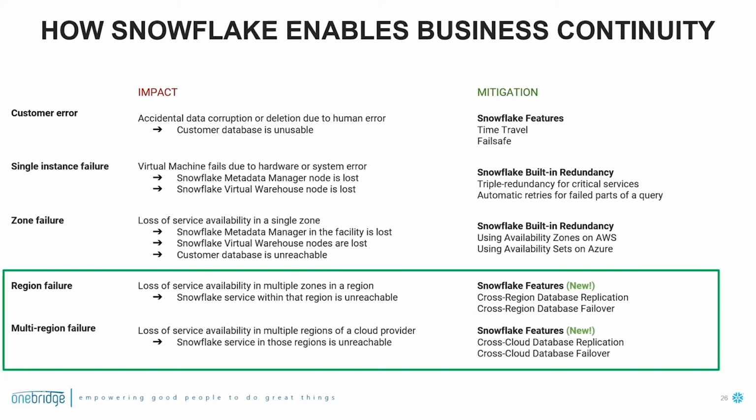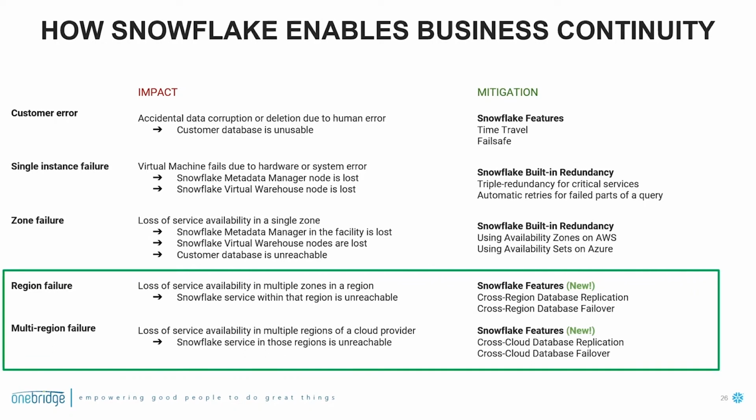Yeah. Love that. So say we have a single instance failure, the virtual machine fails due to a hardware system error, and I am reading that from here, but the Snowflake metadata manager, say you've got that sitting on one node and that node dies. Snowflake has this redundancy built into it, so you're not going to lose that so to speak. Your virtual warehouse node dies, you're okay there because Snowflake has the redundancy built into it.